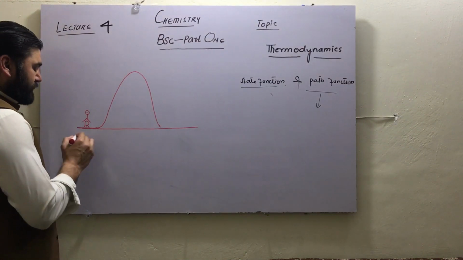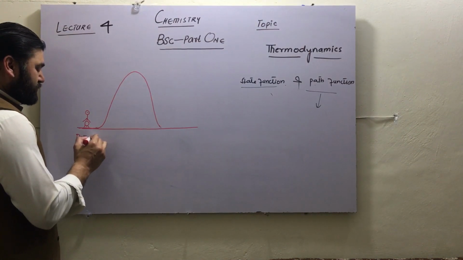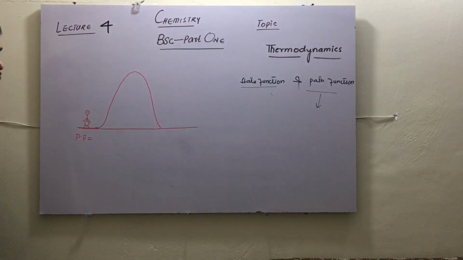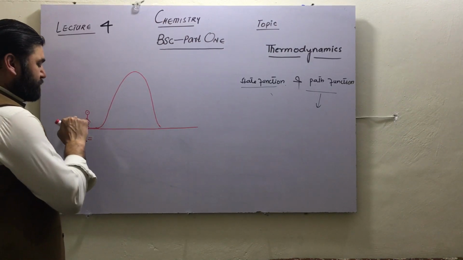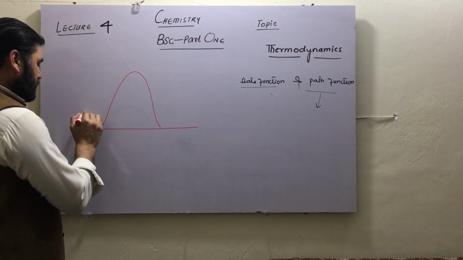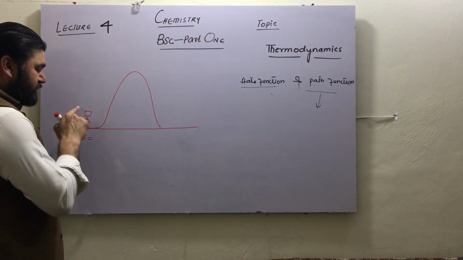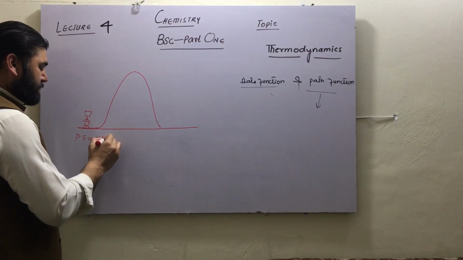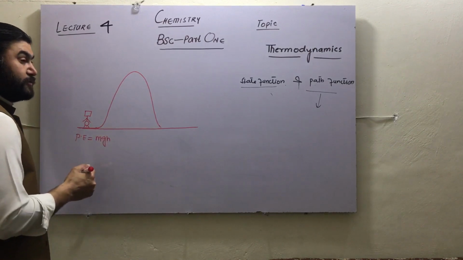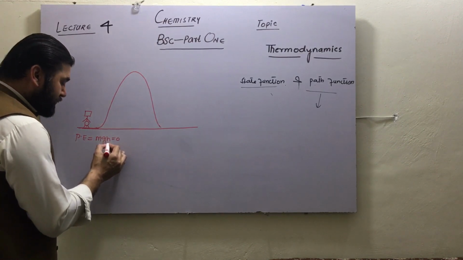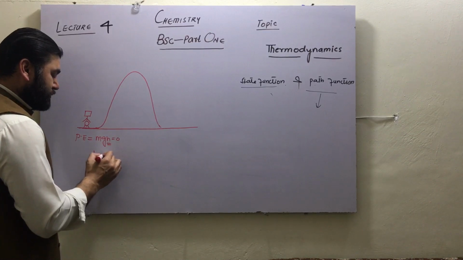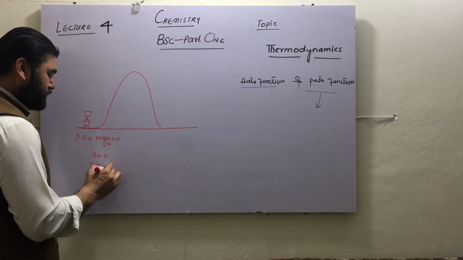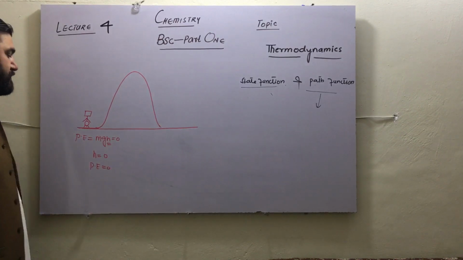If somebody asks you what the potential energy is, according to physics, the potential energy of this person can be determined by mgh, and the potential energy is 0. Why is it 0? Because the height is 0. When height is 0, the potential energy is 0. In this state, it is 0.